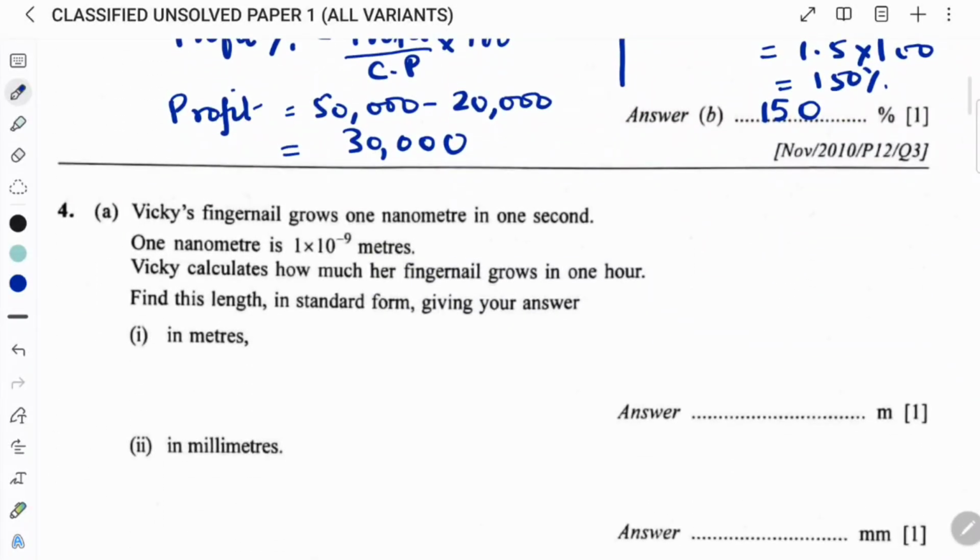Okay, now question number 4. Vicky's fingernail grows 1 nanometer in 1 second. 1 nanometer is given as 1 times 10 to the power minus 9 meters. Vicky calculates how much fingernail grows in 1 hour. Find this length in standard form, giving your answer in meters. Okay, so here in the question, first of all 1 into 10 to the power minus 9. Okay, and this is given in 1 second, and they're asking you in 1 hour.